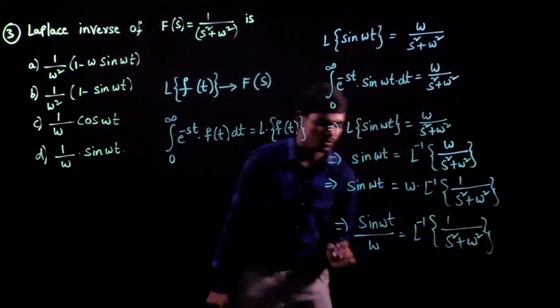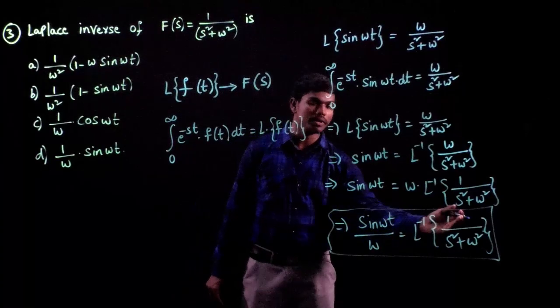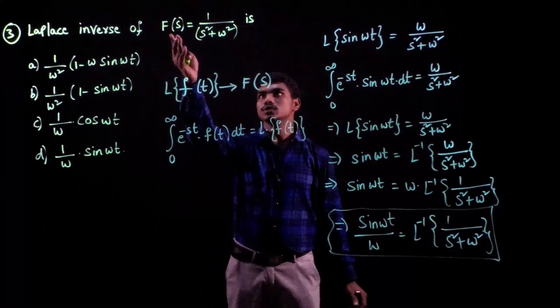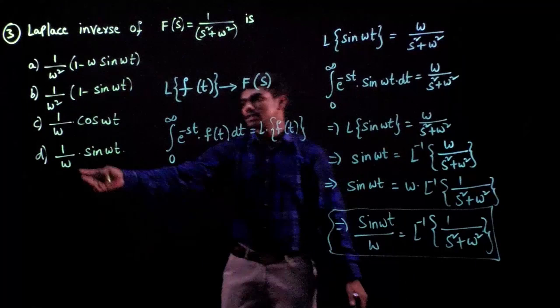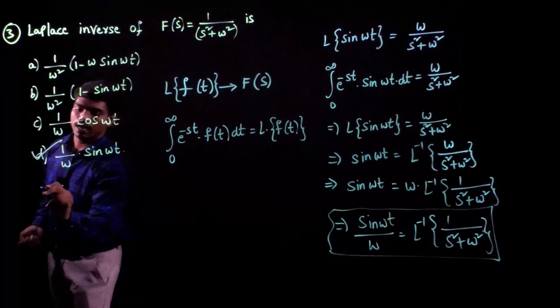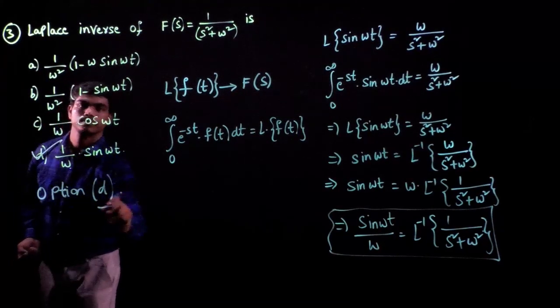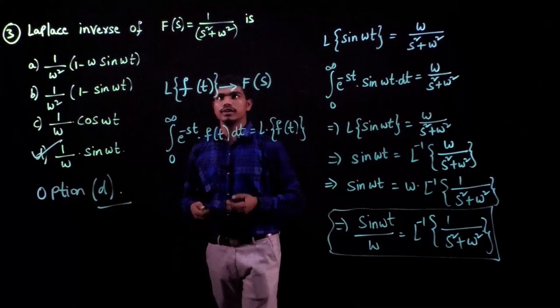This is what was asked in the question: what is the Laplace inverse of 1 by s square plus omega square? It is sine omega t by omega, which is option D. So for this question, the answer is option D. Stay tuned, we'll go for the next question.